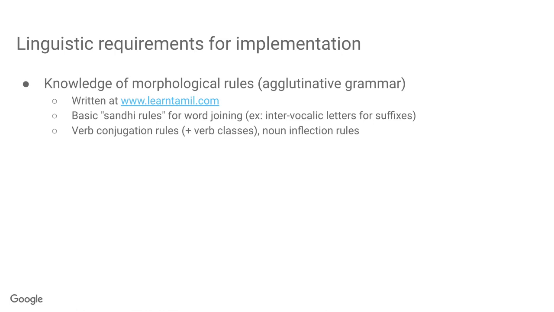In order to implement the code to do the derivation, I needed to know some aspects of linguistics. So first, I needed to have some knowledge of the morphological rules, and this relates to the agglutinative grammar of Thumr. I used the lessons that I wrote at learnthumr.com, and the type of morphological rules include sandhi rules, which are basic rules for when words join together, like the intervocalic letters that are inserted when you add suffixes, as well as verb conjugation rules and noun inflection rules.